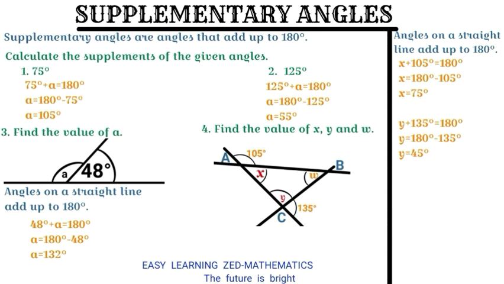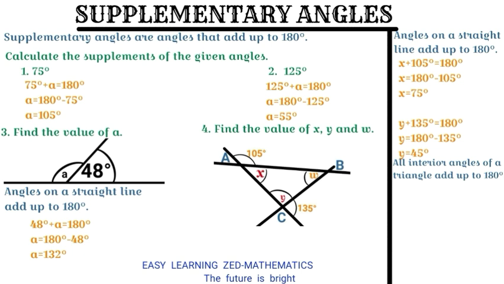Now what property are we going to use to find the value of angle w? The property we're going to use is all interior angles of a triangle add up to 180 degrees. You can even say the three interior angles of a triangle add up to 180 degrees.